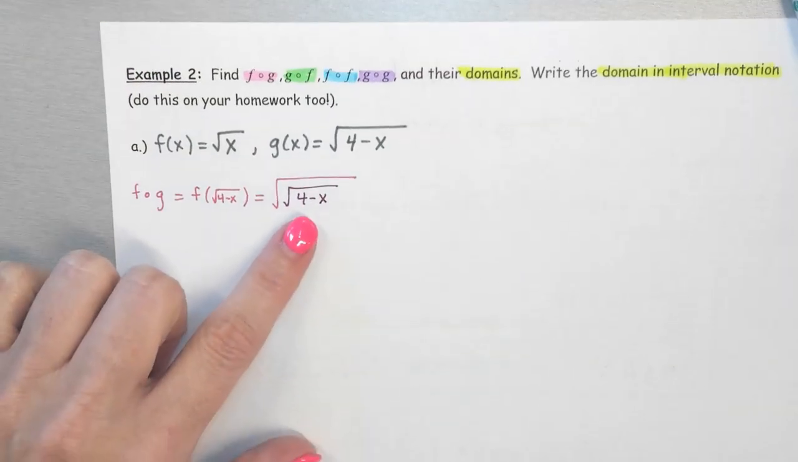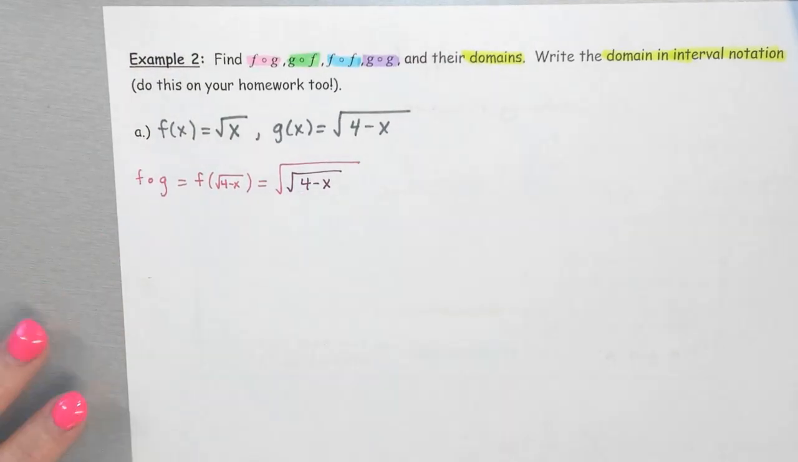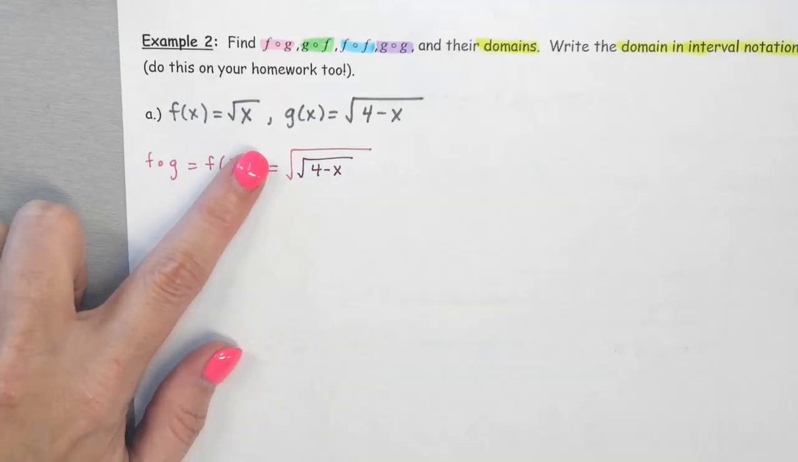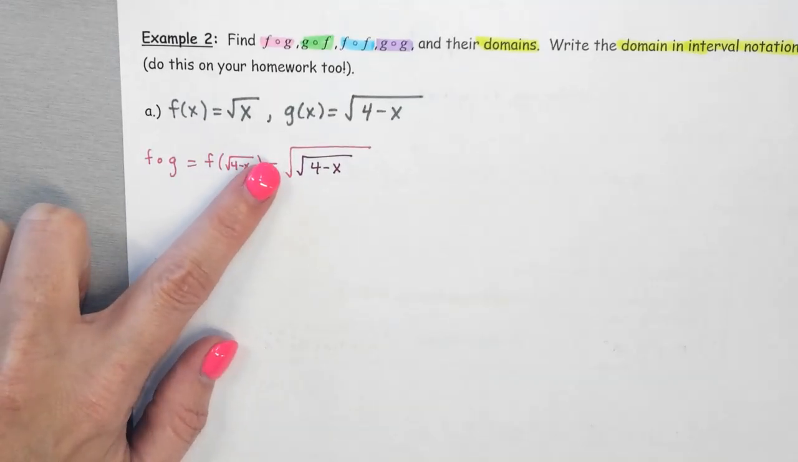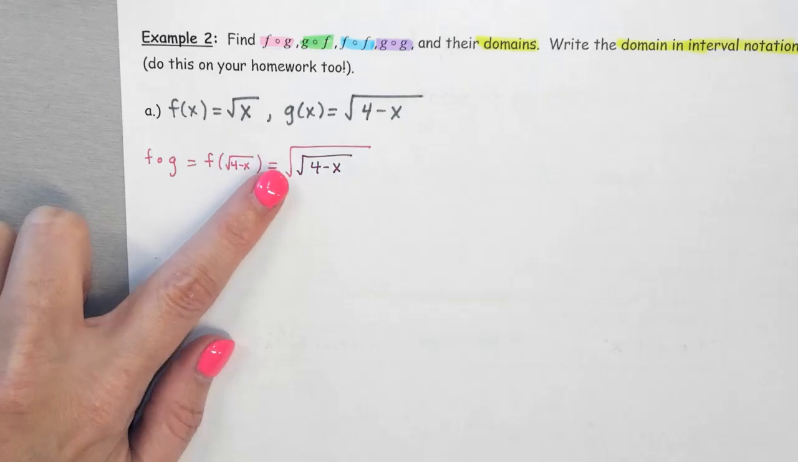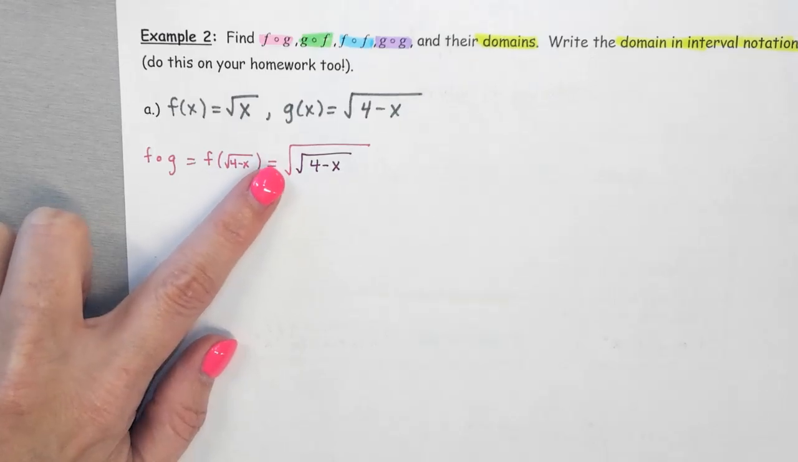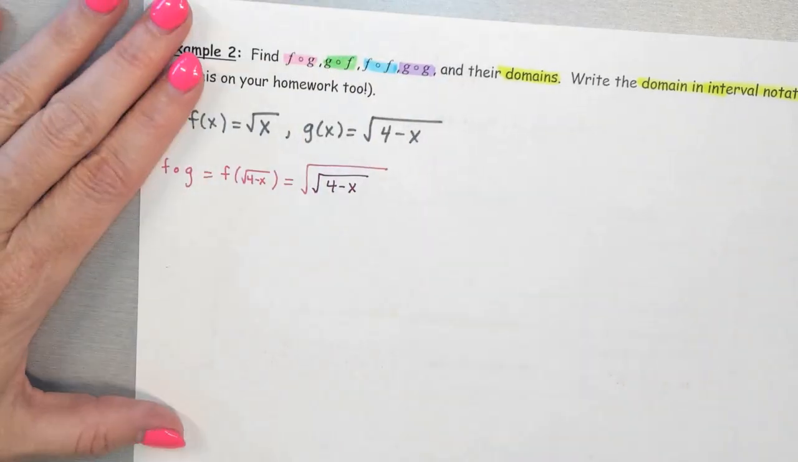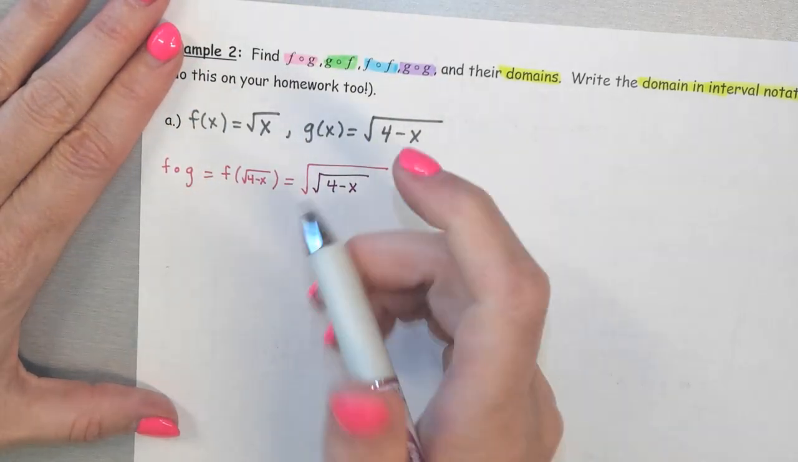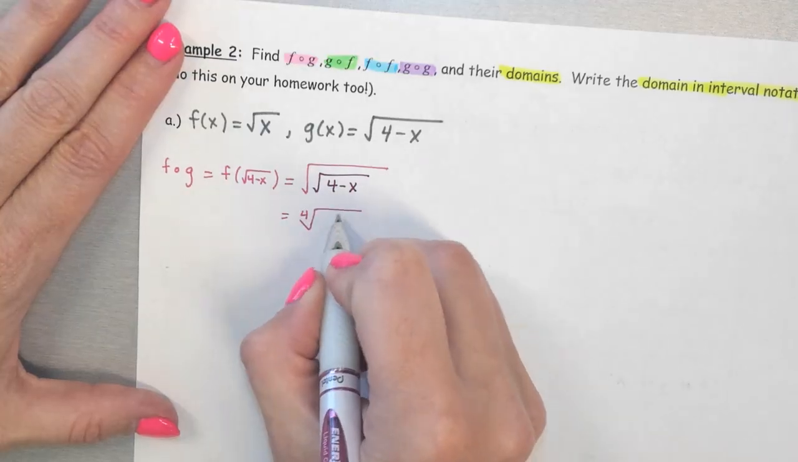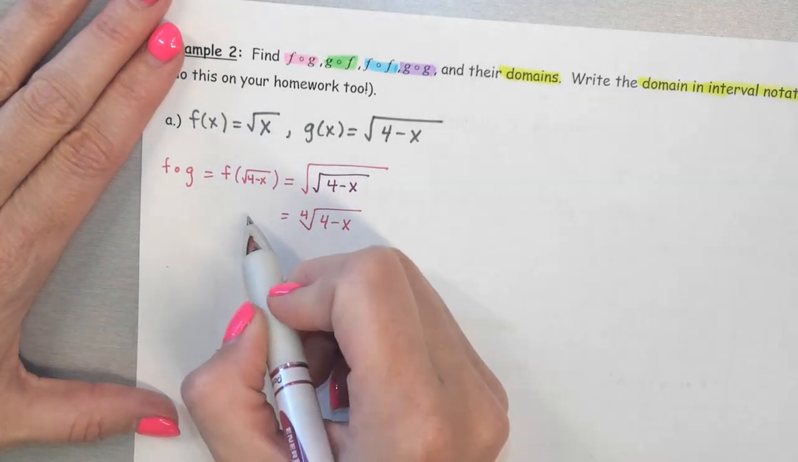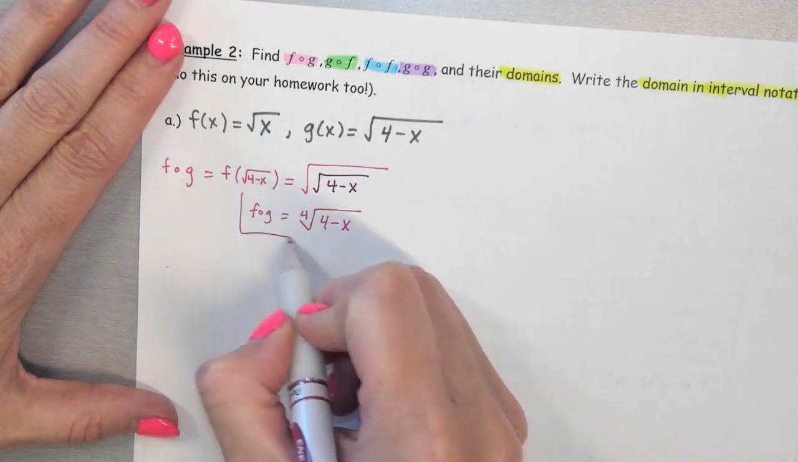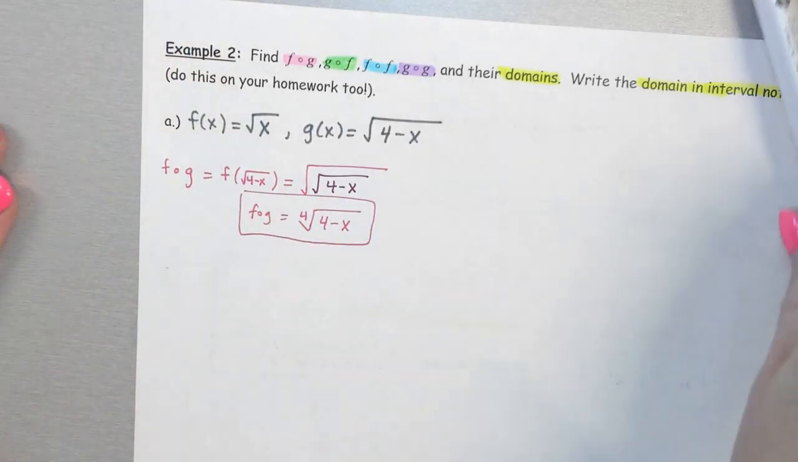Now this is a special property that we talked about in chapter 1. Do you guys remember what happens with the root within a root? Yeah, you multiply the what? The index number. So 2 times 2 would be 4. So your final answer here is just going to be the fourth root of 4 minus x. This is your f of g. Great.